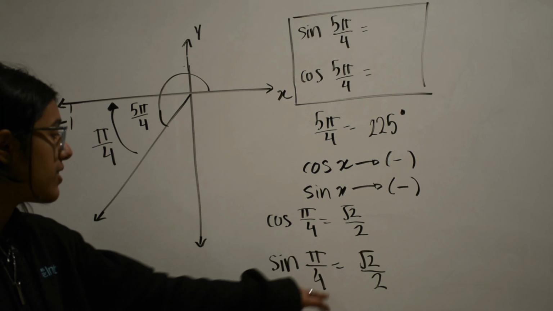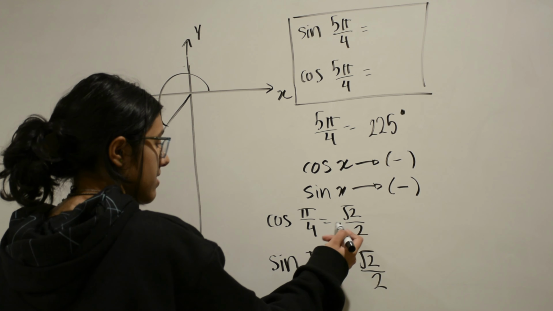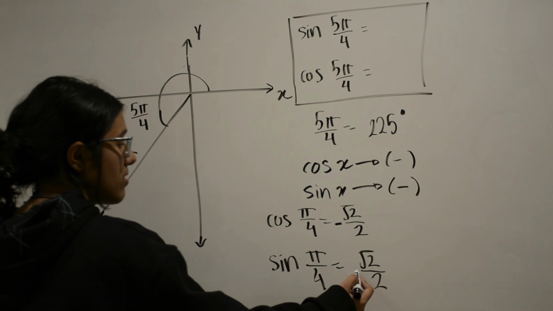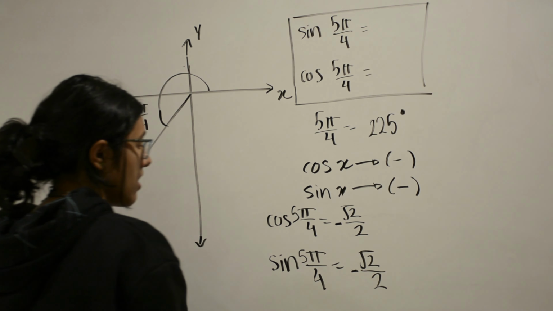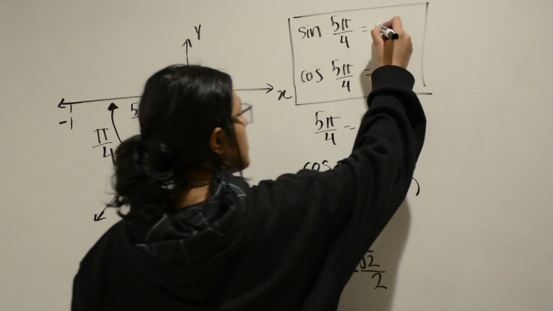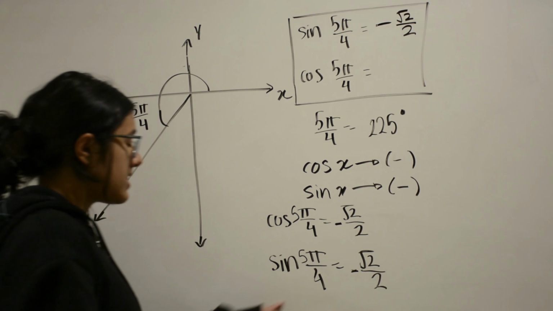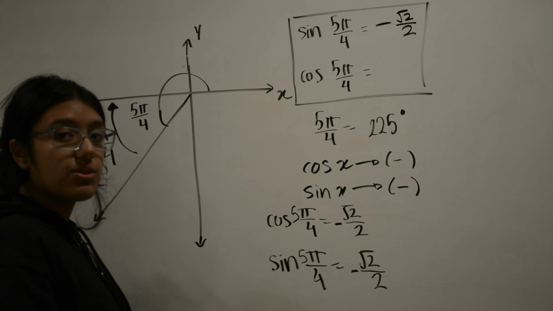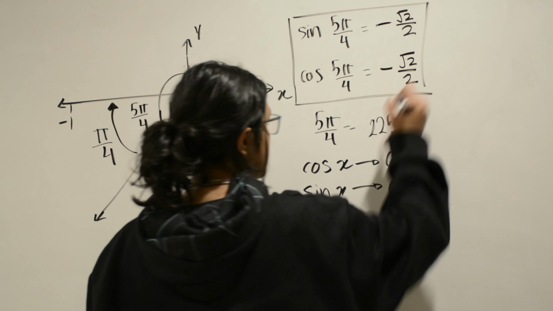Now that we have the values, we have to see the sign. Well, we know that cos is negative and sine is also negative. So essentially, cos 5 pi over 4 is negative root 2 over 2. And sine 5 pi over 4 is also negative root 2 over 2.